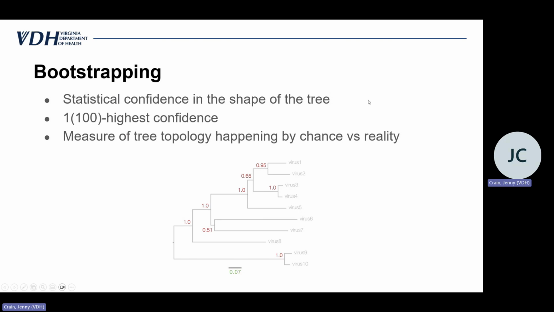So for example, here where it shows virus 3 and 4 and there's 1.0 labeled, this is essentially saying if we were to draw this phylogenetic tree 100 different times, 100% of those times we have the highest confidence that virus 3 and 4 would fall in this location on the phylogenetic tree as being genetically related. But then, for example, back at this node, we have 0.65 for the statistical confidence, that 65% of the time virus 3 and 4 would fall in this relationship to virus 1 and 2 in terms of them sharing a most recent common ancestor. So again, this is the measure of the tree topology happening by chance, versus reality.